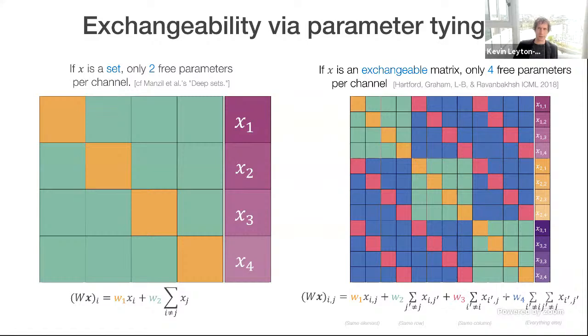In follow-up work to that, with some co-authors, notably my student Jason Hartford, Devon Graham, and Kevin Leyton-Brown, we showed that if X is an exchangeable matrix, then you only get to have 4 free parameters per channel. They correspond to one parameter for the same element, one parameter for all elements in the same row, one parameter for all elements in the same column, and one parameter for everything else.